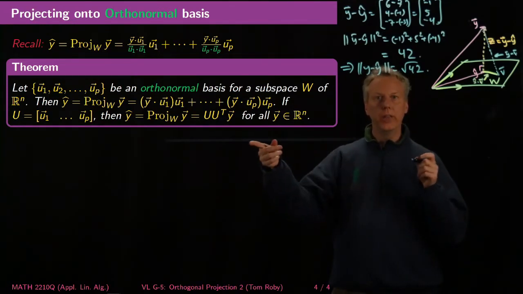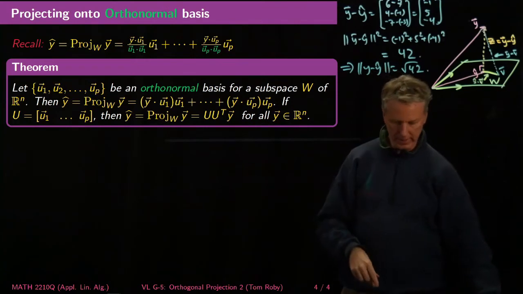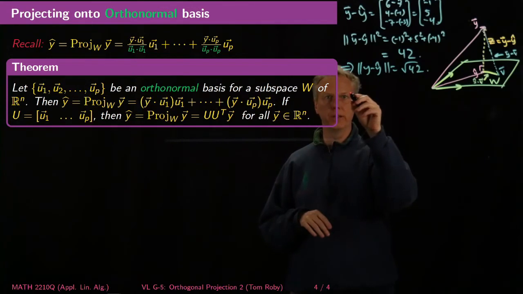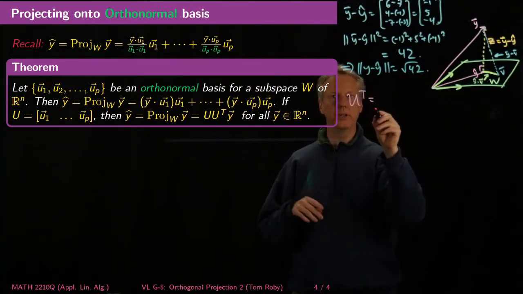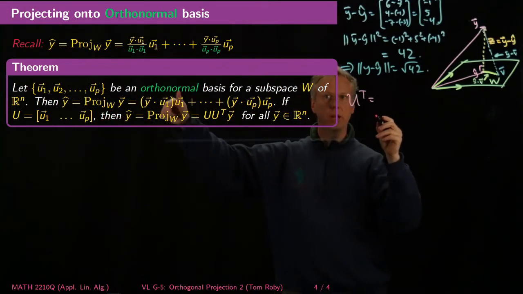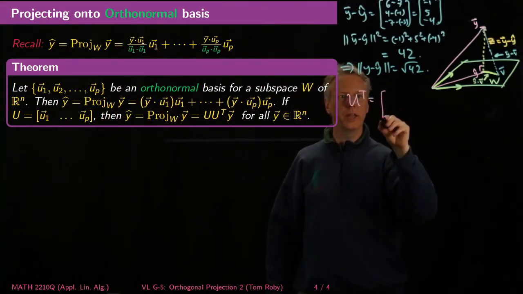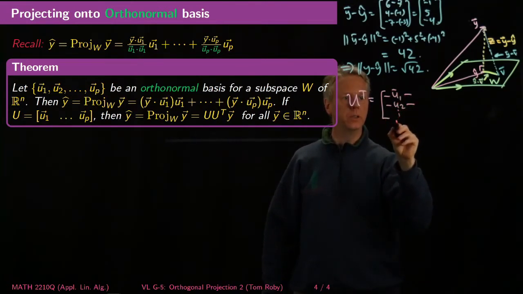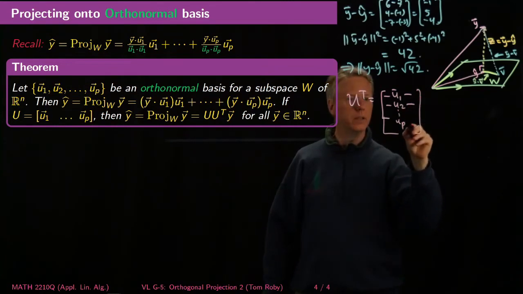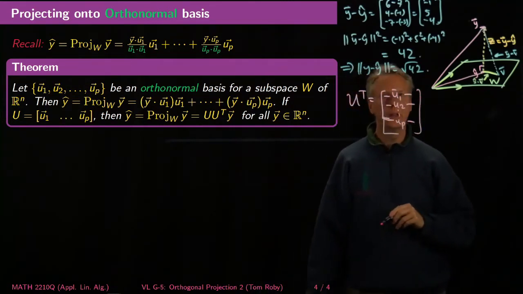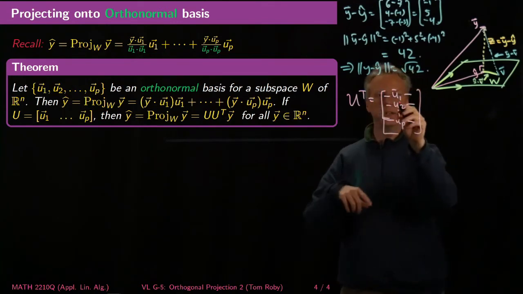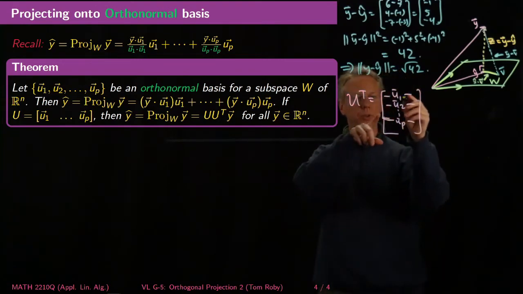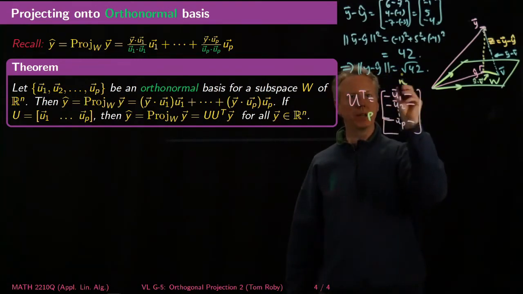So think about what U transpose means. If I'm thinking of U as columns, then U transpose is going to be rows. So I think of it as a list of rows, u1, u2, up. Each of these is a length n row, and so U transpose is a p by n matrix.